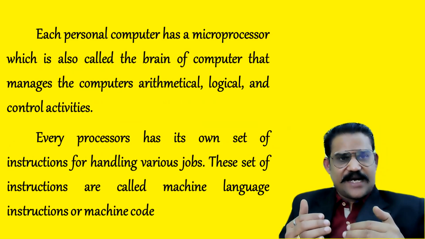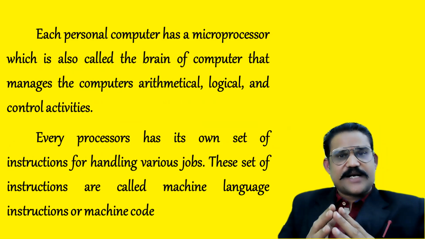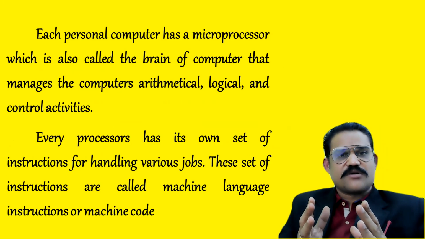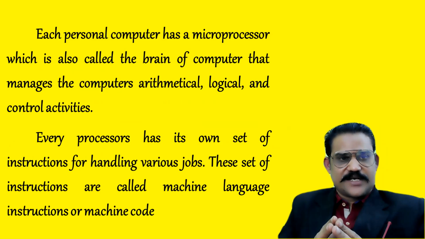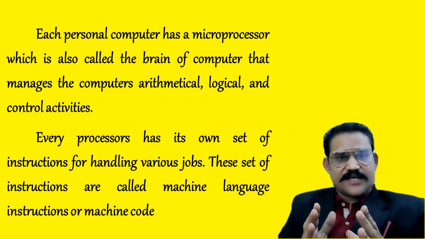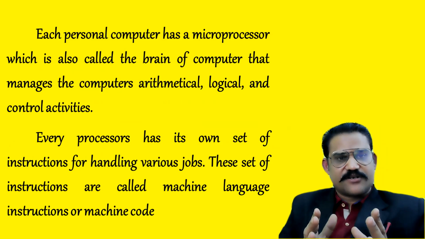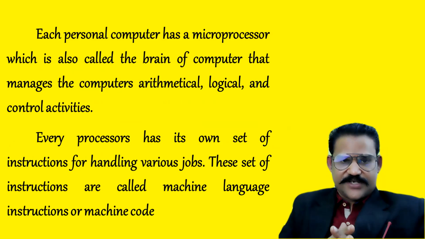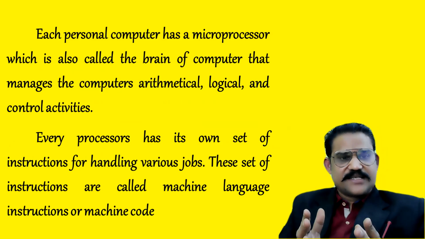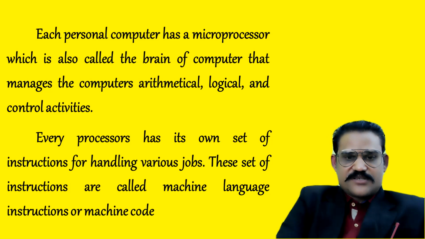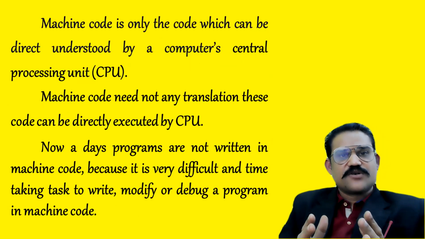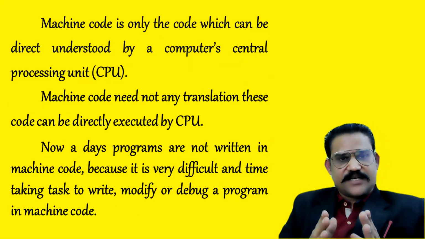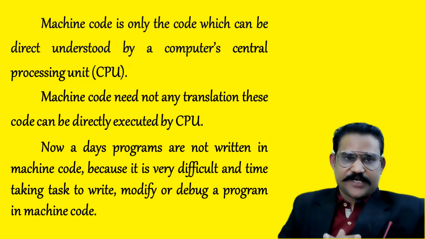Next point is that each personal computer has a microprocessor, which is also called the brain of the computer, that manages the computer's arithmetical, logical, and control activities. Every processor has its own set of instructions for handling various jobs. This set of instructions is called machine language instructions or machine language. Machine code is the only code which can be directly understood by the computer's central processing unit.